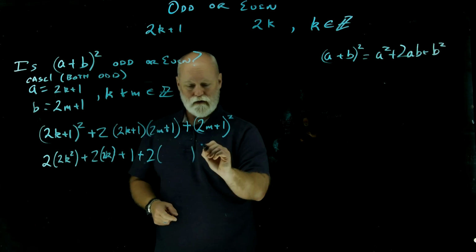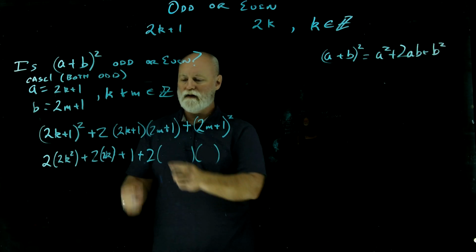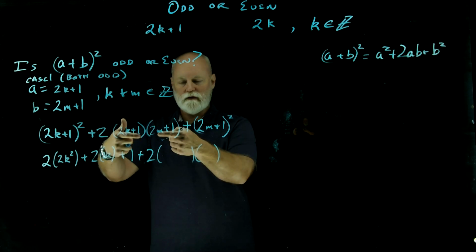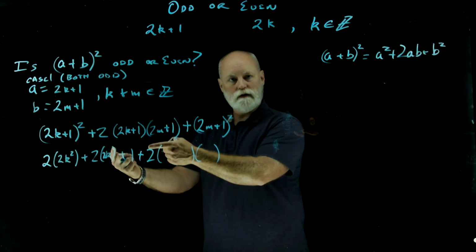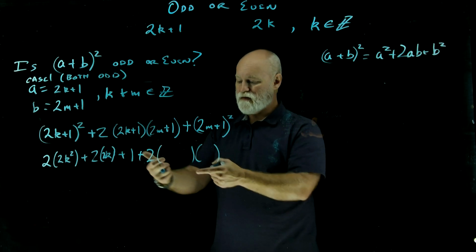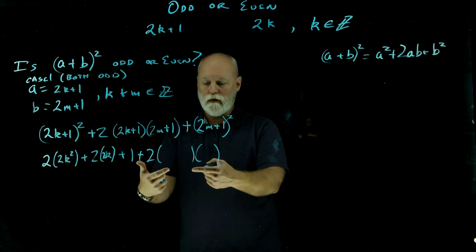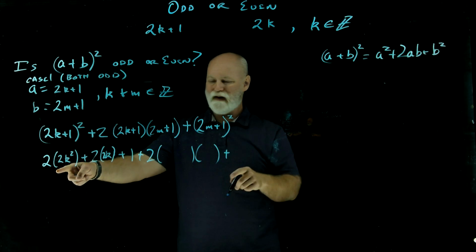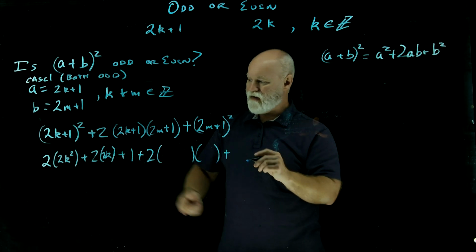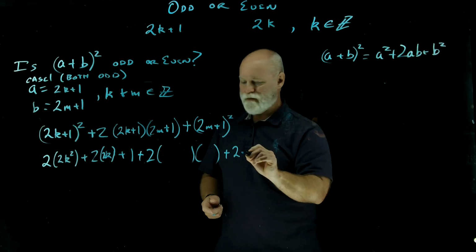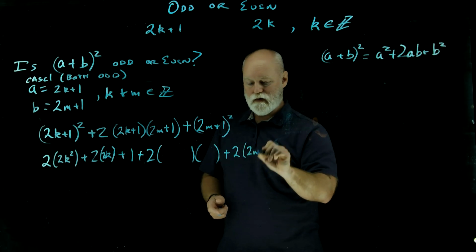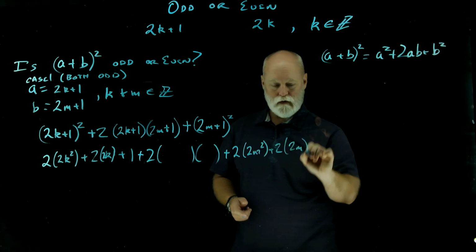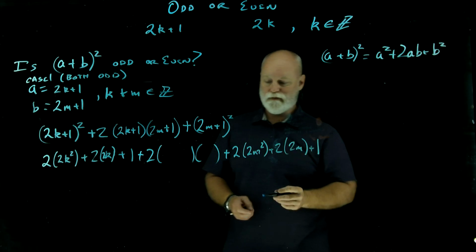It's 2 times stuff, right? I don't even have to worry about what's here, because this is an integer, that's an integer, right? These two things in these parentheses here are integers. So 2 times an integer is even. So what I have here is an even number. So that's done. And then here, this actually repeats exactly what I have there, except with m's instead of k's. So I have 2 times 2m squared plus 2 times 2m, and then plus 1 again.